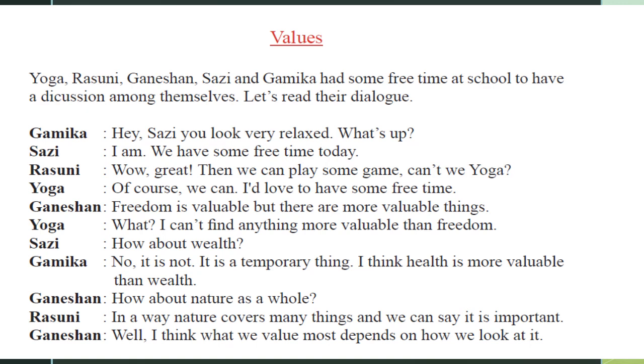Sasi, how about wealth? Gamika, no, it is not. It is a temporary thing. I think health is more valuable than wealth. Ganeshan, how about nature as a whole? Rasuni, in a way, nature covers many things and we can say it is important. Ganeshan, well, I think what we value most depends on how we look at it.